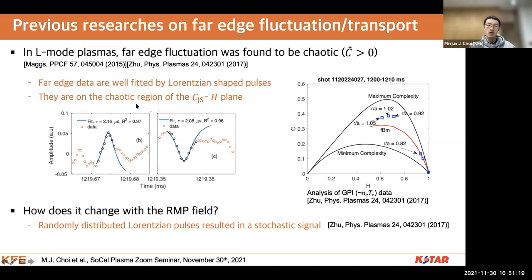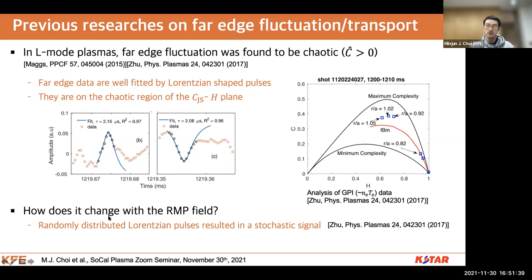And they are in the chaotic region of the CH plane, as you can see here. This φ-h point resides in the chaotic area. And they used the GPI data, for example. And our question is, how does it change with RMP field?